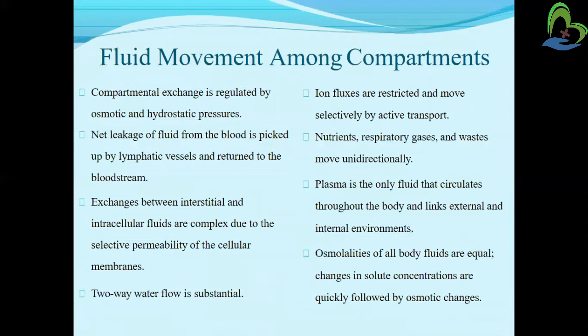Now, fluid movement among the compartments. How does fluid movement occur among the different compartments? Compartmental exchange is regulated by osmotic and hydrostatic pressure. We already discussed that these two pressures are required for fluid movement. Second, ion fluxes are restricted and move selectively by active transport, as we learned earlier, based on ATP charges as well as intracellular and extracellular fluid.